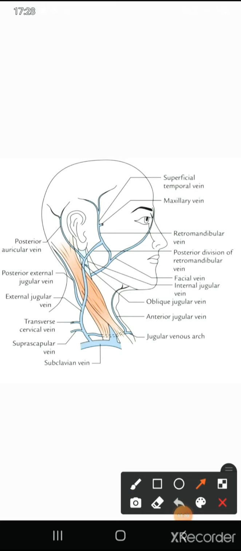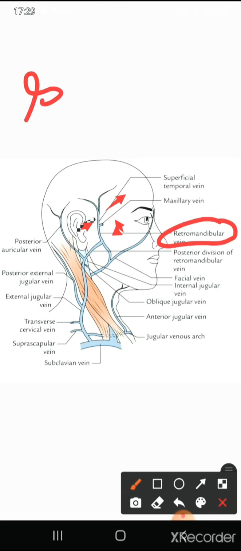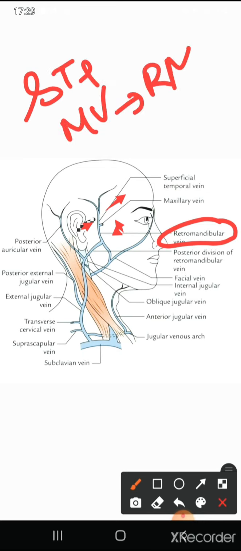Look here. This is the superficial temporal vein, this one over here. The superficial temporal vein will anastomose with the maxillary vein to form the retromandibular vein.